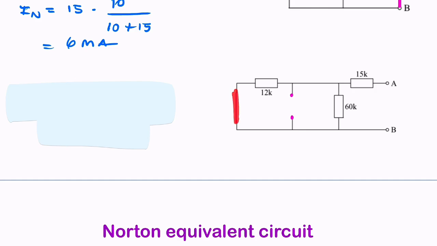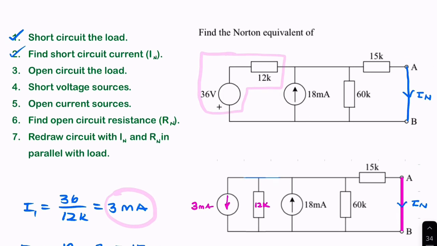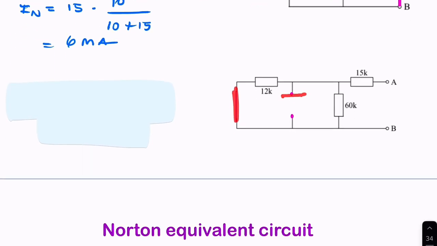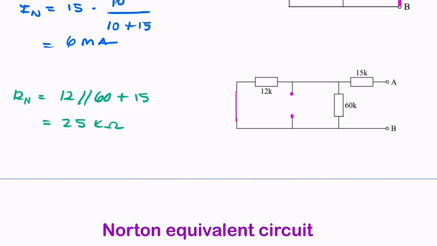I've short-circuited the voltage source here and open circuit the current source, and I've removed the short circuit that I had across the load. Now we need to calculate the equivalent resistance. So it looks like these 2 resistances are now connected in parallel in series with a 15K resistance. So you've got parallel and series.